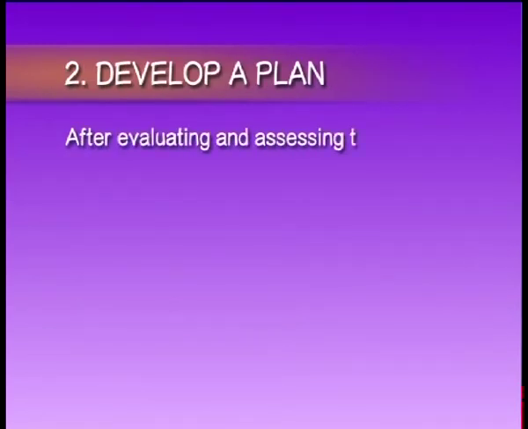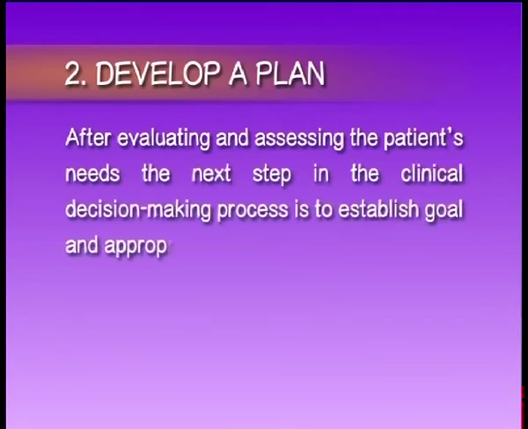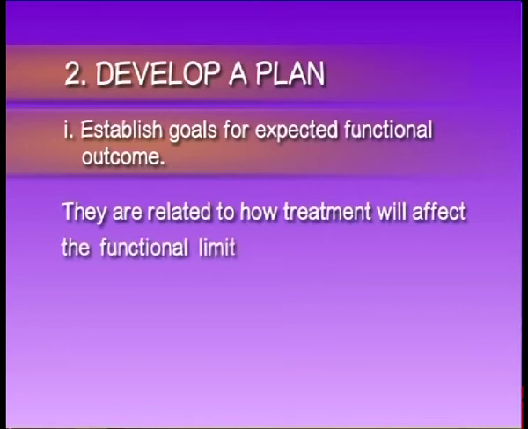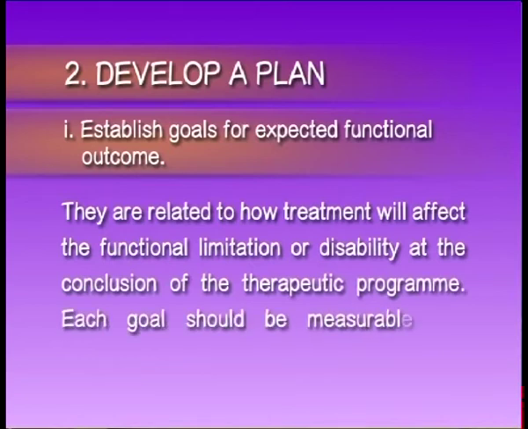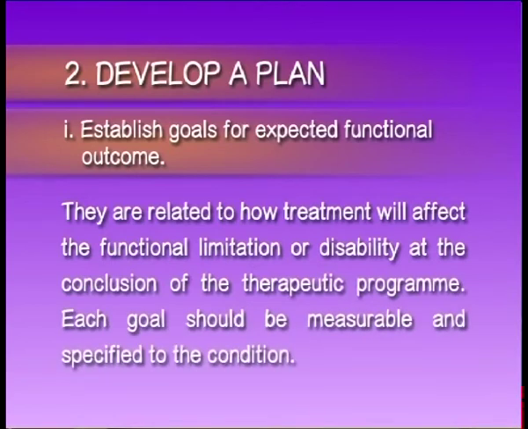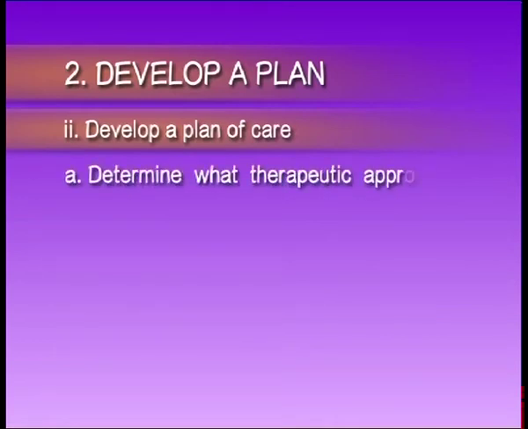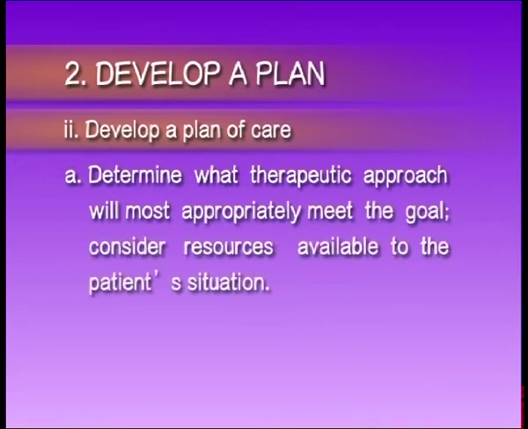After evaluating and assessing the patient's needs, the next step in the clinical decision-making process is to establish a goal and an appropriate plan. Here comes establishing goals for expected functional outcome. They are related to how treatment will affect the functional limitation or disability at the conclusion of the therapeutic program. Each goal should be measurable and specific to the condition. And next is to develop a plan of care. In this, determine what therapeutic approach will most appropriately meet the goal. Consider resources available to the patient and situation.